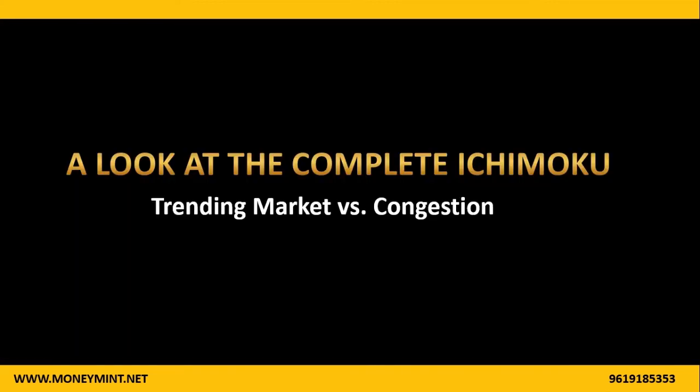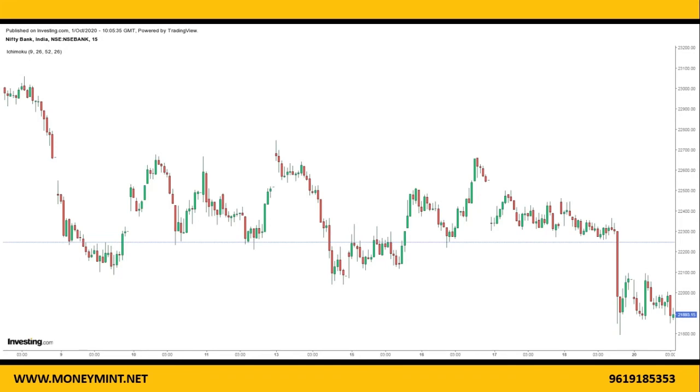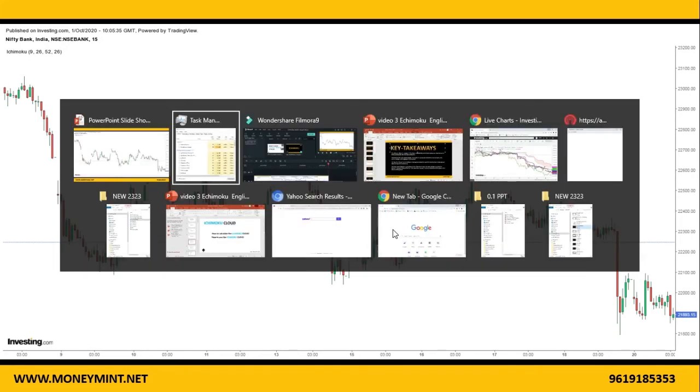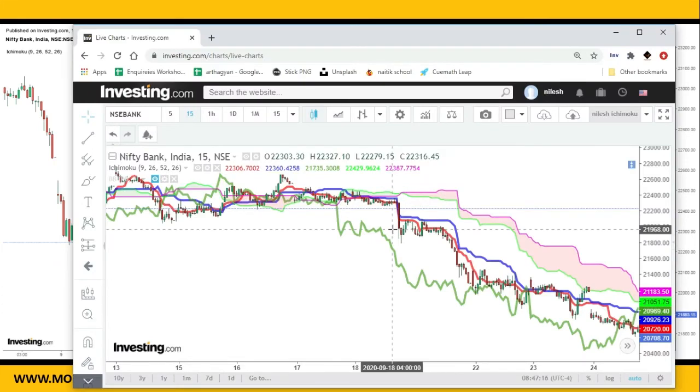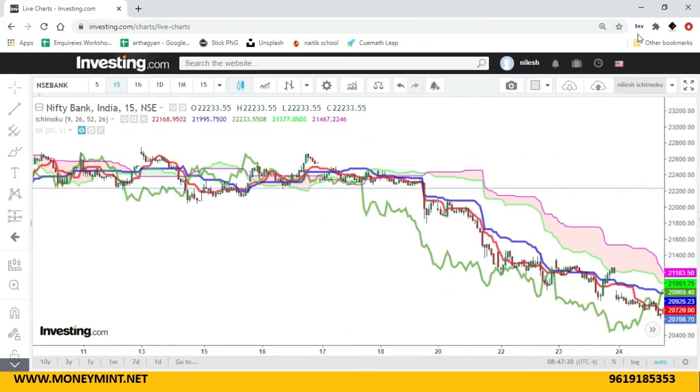So now we will see in this video how Ichimoku is traded in a congestion market and a trending market. Any indicator in technical analysis gives good results when the market is trending. So is the case with Ichimoku Cloud. But the market will be sometimes bullish, sometimes bearish, sometimes sideways. So how do we understand the sideways market based on Ichimoku?